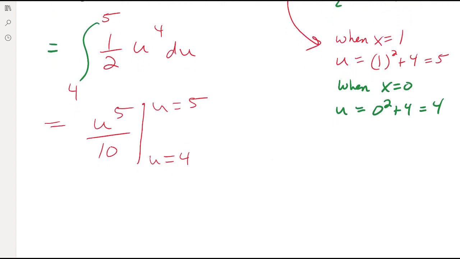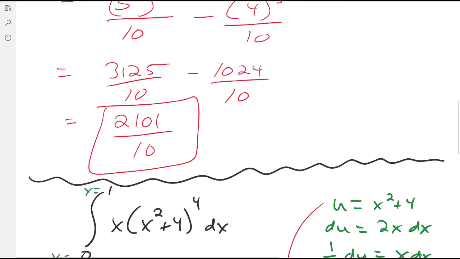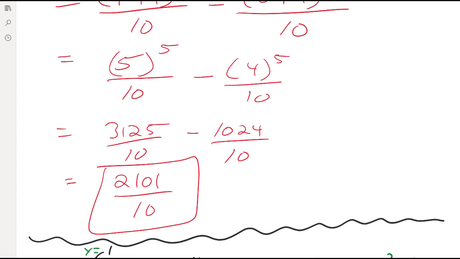Okay, because those are my bounds in terms of u. And you're going to see we get the exact same answer, because this will be 5 to the 5th power over 10 minus 4 to the 5th power over 10. And if you notice, that's exactly what we got right here.